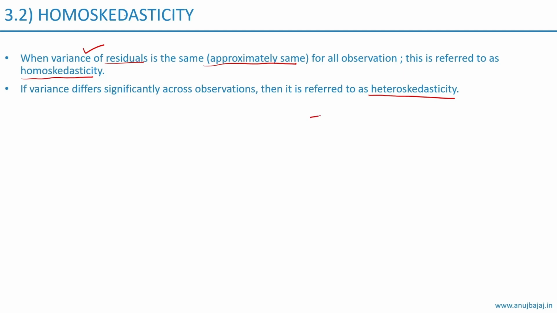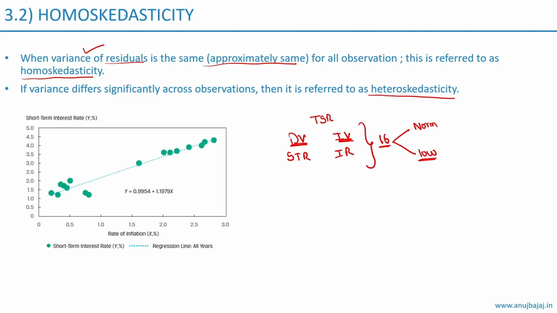Suppose we are conducting a time series regression on the short-term interest rate. So the dependent variable is the short-term interest rate and the independent variable is the inflation rate, both of a country. We collect 16 yearly short-term rates and 16 yearly inflation rates. So we have data for 16 years, where for the first 8 years, the interest rates were normal. But for the last 8 years, the interest rates were kept very low. So this is how the scatter plot looks.